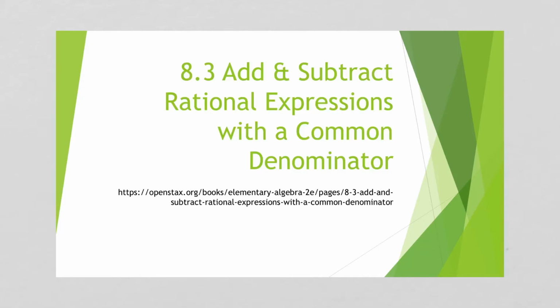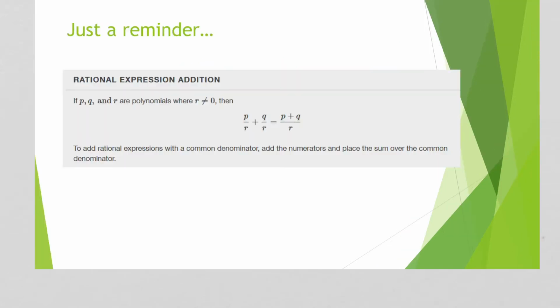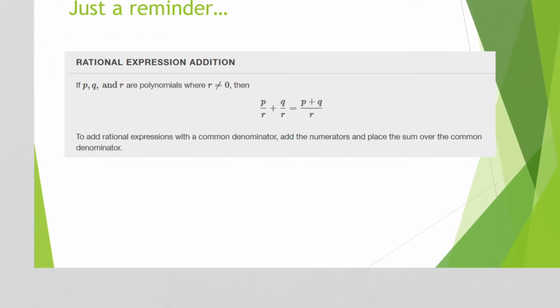Hey everybody, okay, so now we're going to add and subtract rational expressions, but these have a common denominator, which makes our life just a little bit easier. This page is just a reminder that you need to have a common denominator to add your numerators together. And whenever you add, you don't add your denominator. Your denominator just stays that number.